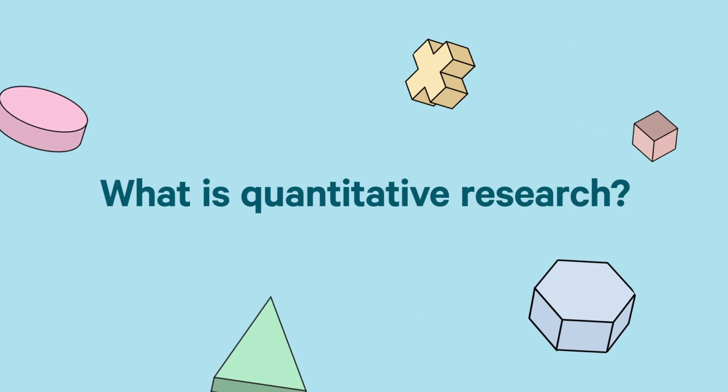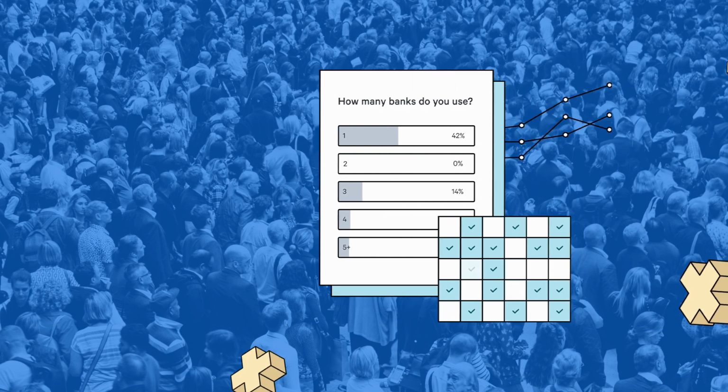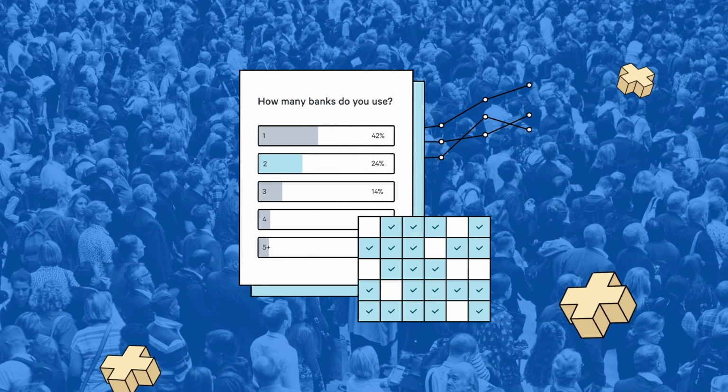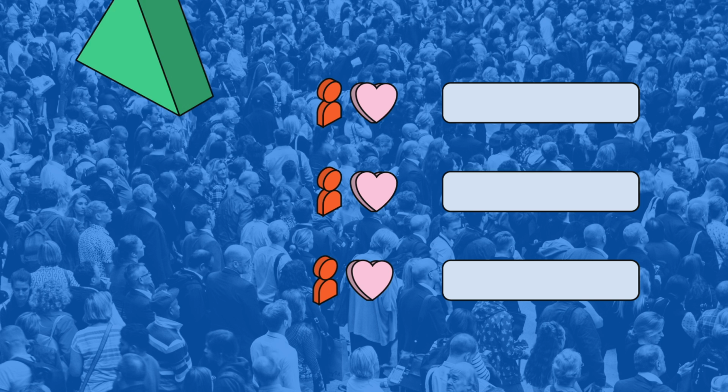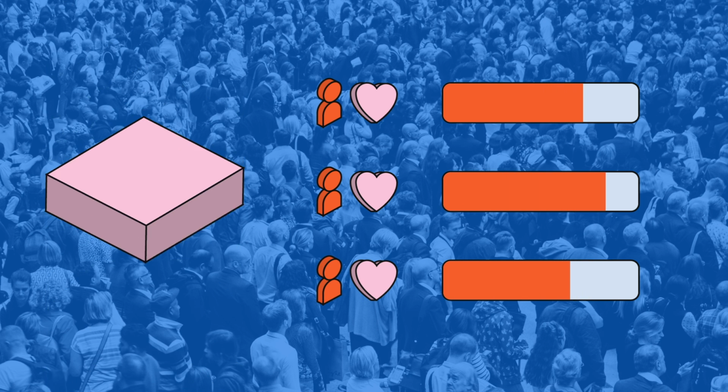What is quantitative research in a nutshell? Quantitative research, sometimes called quant, involves surveying large numbers of people, usually hundreds or even thousands, resulting in lots of responses to the same set of questions. This research is usually conducted online and sometimes over the phone or in people's homes.